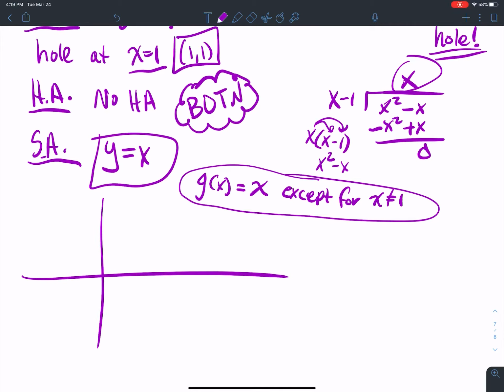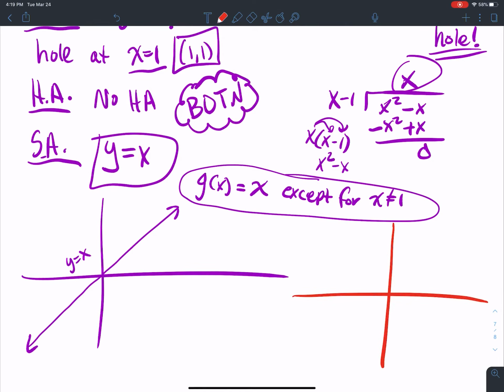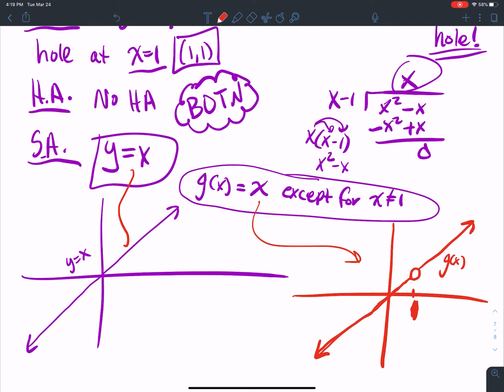Here's the difference. When you graph this thing, this is what the line y equals x looks like, right? G of x looks like this. You graph it, but then what happens at 1? There's a hole in your graph. There's a hole in the graph, okay? This is g of x. Right? So be careful there. That's very different.